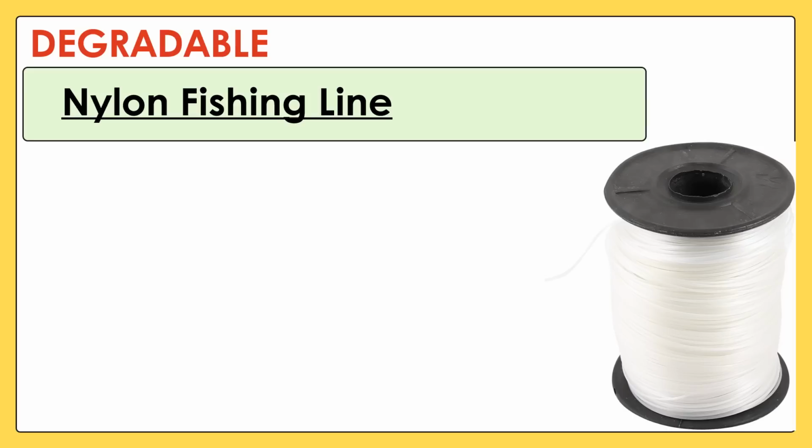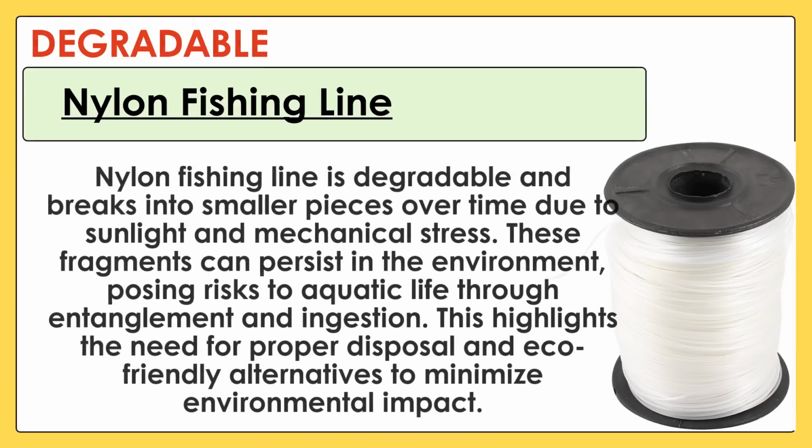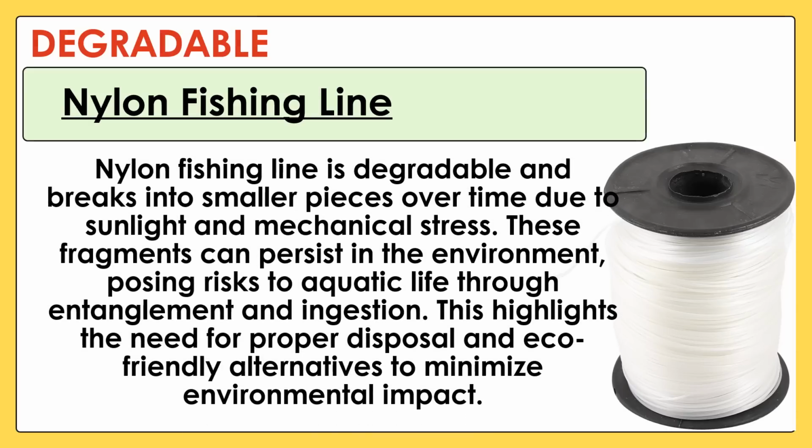Next is nylon fishing line. Nylon fishing line is degradable and breaks into smaller pieces over time due to sunlight and mechanical stress. These fragments can persist in the environment, posing risk to aquatic life through entanglement and ingestion. This highlights the need for proper disposal and eco-friendly alternatives to minimize environmental impact.